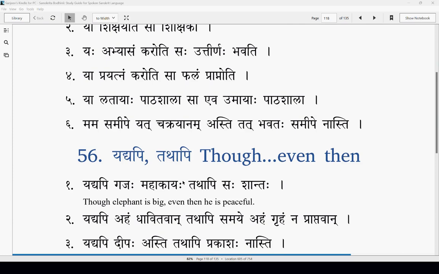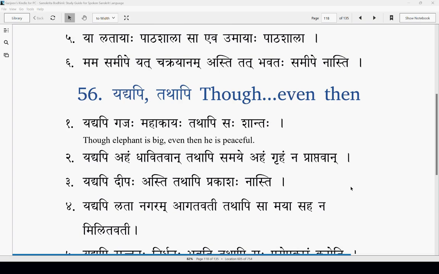Yadyapi tathapi. Next one. So these are also avayam. Yadyapi gajaha mahakayaha tathapi saha shantaha asti. Asti again here, understood. Yadyapi, though, even though this elephant is big, even then he is peaceful, he is calm.